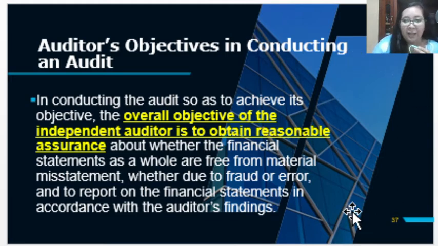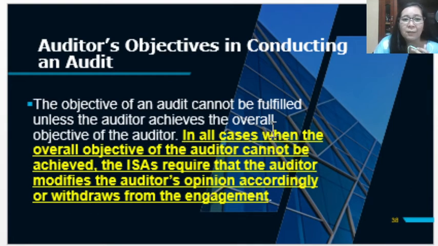The auditor obtains assurance about whether the financial statements as a whole are free from material misstatement, whether due to fraud or error, and reports on the financial statements in accordance with the auditor's findings. Because there are certain limitations of risk and materiality, only a reasonable amount of assurance will be provided and not absolute. The objective of an audit cannot be fulfilled unless the auditor achieves the overall objective.